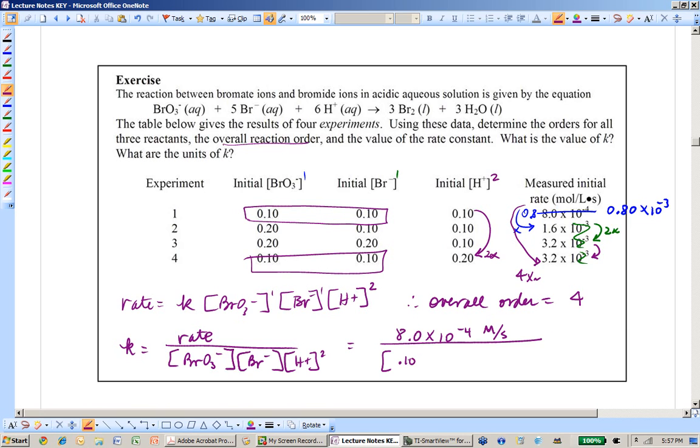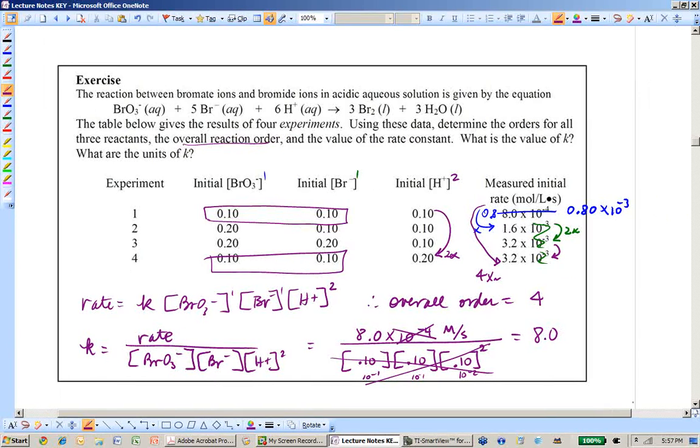0.10. Those are both to the first power. 0.10 to the second power, and that is going to be 10 to the minus 2 times 10 to the minus 1 times 10 to the minus 1. Isn't that 10 to the minus 4? Yes, it is. So this whole denominator is canceled out by that, and I come out with 8.0. You can use a calculator if you feel better.